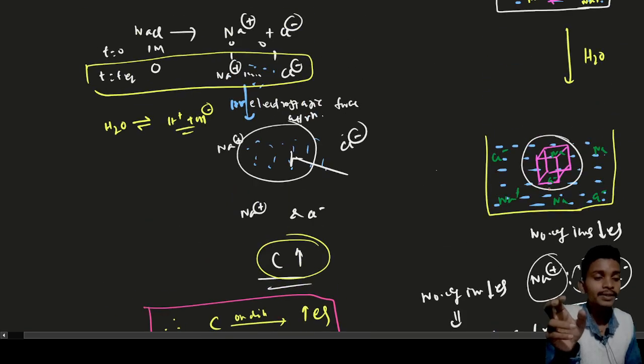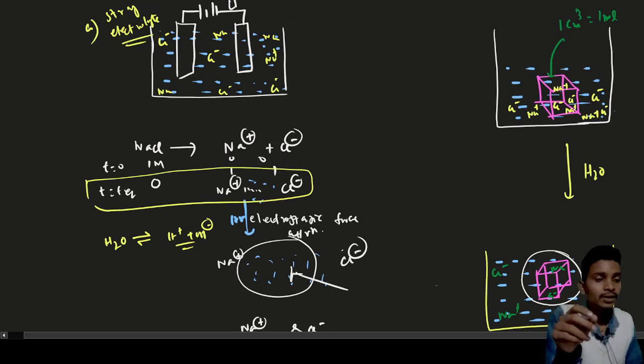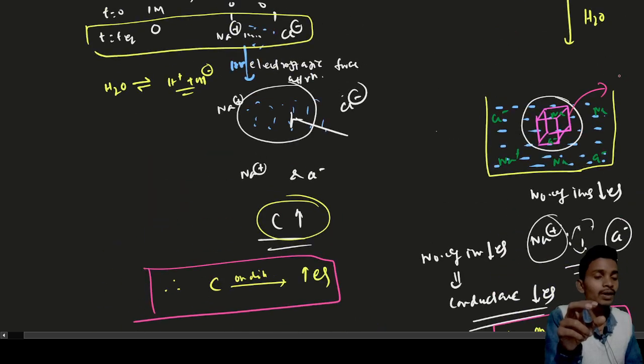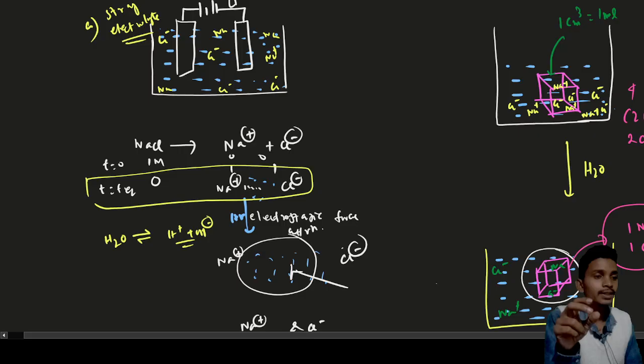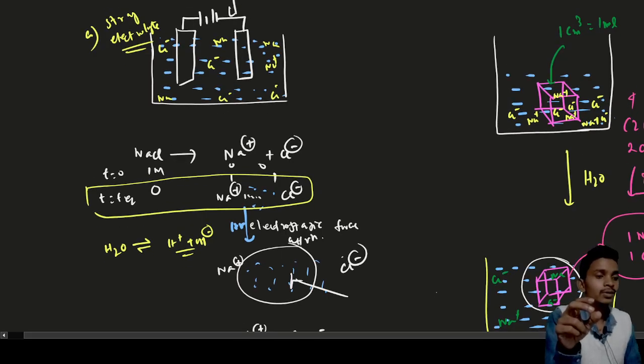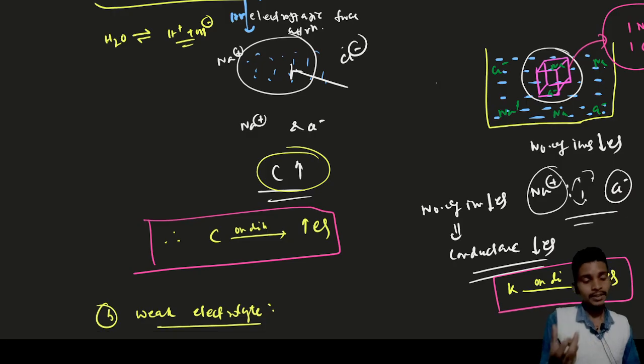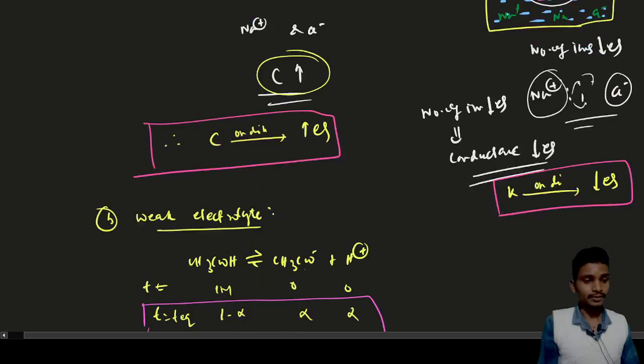But here the number of ions decreases. Previously, without adding water, let's say 4 ions were there, 2 Na plus and 2 Cl minus. But on adding water, within this 1 ml of solution, only 1 Na plus and 1 Cl minus are there. So it decreases by 2 ions. We see that the number of ions has decreased. If the number of ions decreases, conductance decreases. Conductance means movement of ions. If ions decrease, then obviously the conductance will decrease. Okay.